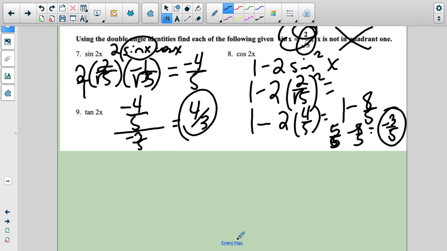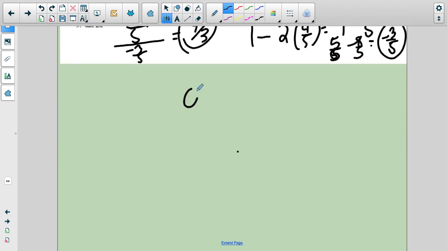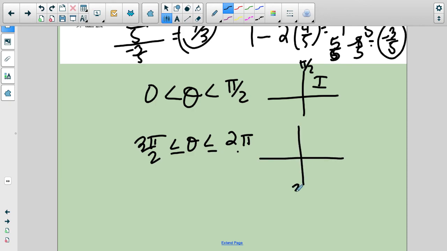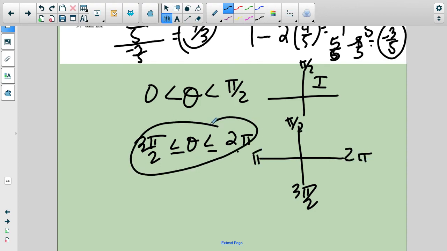So one more thing to help you with your homework. On your homework, it might say something like this: your angle is between 0 and pi over 2. That's trying to tell you, here's pi over 2, it's in the first quadrant. If they tell you it's between 3 pi over 2 and 2 pi, here's 3 pi over 2, this is pi over 2, this is pi, 2 pi. So if they're telling you like this in radians, they're trying to tell you you're down here in quadrant 4, and so then draw your triangle in quadrant 4 with your pieces.